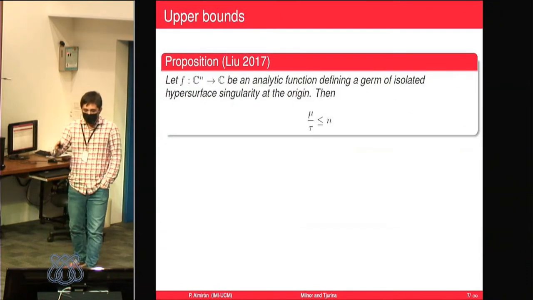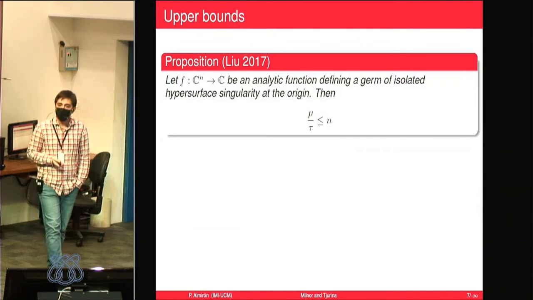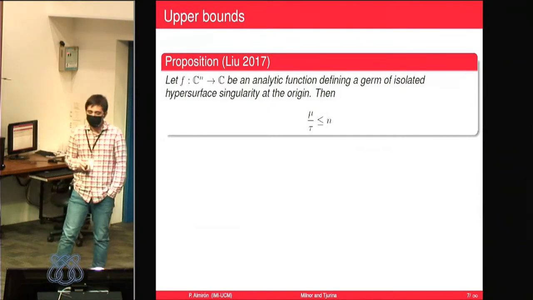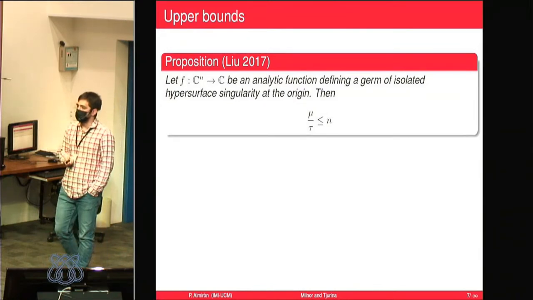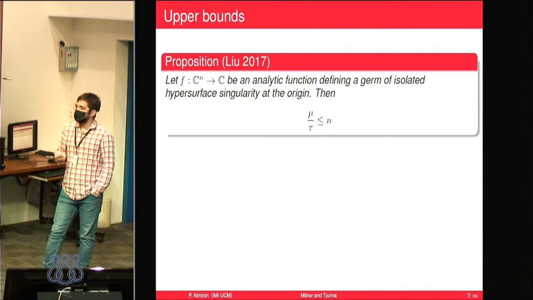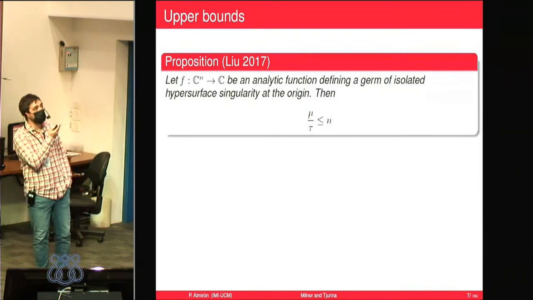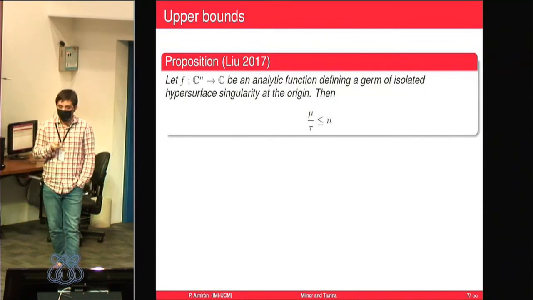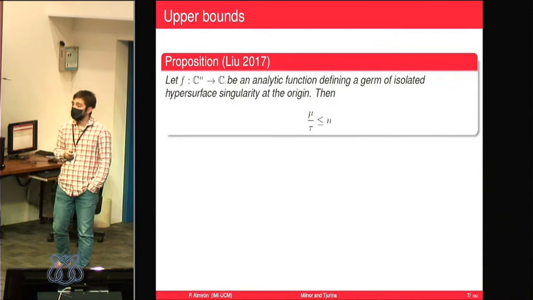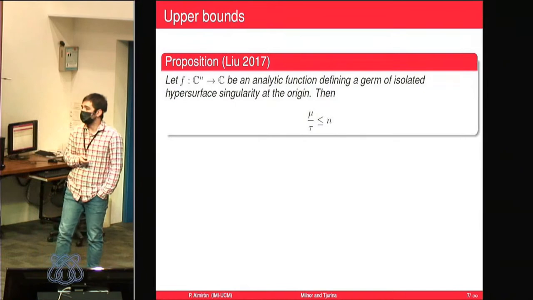So a first approach to this problem was in a paper of Yongxian Liu in 2017. He proved that if you have an isolated hypersurface singularity, then the quotient between the Milnor and Tjurina number, which by Kyoji Saito's theorem is always bigger or equal than 1, is also upper bounded by the number of variables n. And the question is, is this the best bound or not?